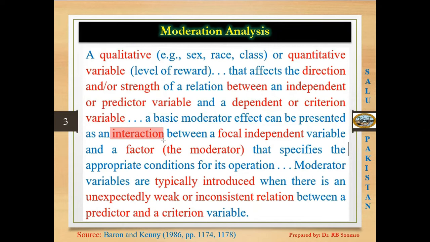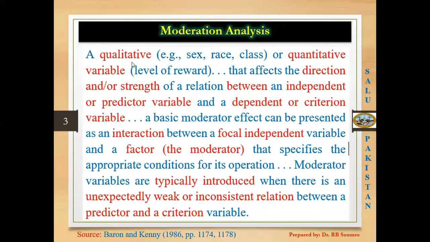So here, basically, we are focusing on one independent variable, or IV, and then we are going to check out the collective impact of the IV and the moderator on the dependent variable, to check the direction or the strength of the relationship between these two variables. Moderator variables are typically introduced when there is an unexpectedly weak or inconsistent relationship.